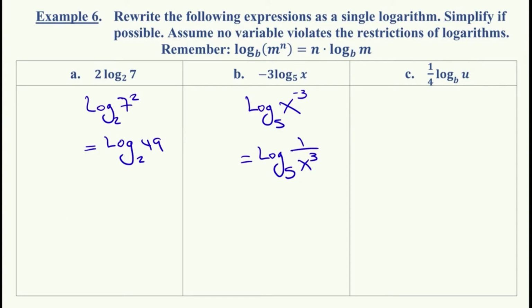On the next one, we're going to write log base b of u to the 1/4. If a problem demands it, you can of course always write that as log base b of the 4th root of u, and that would be correct as well. All right, so there's some practice with these rules.